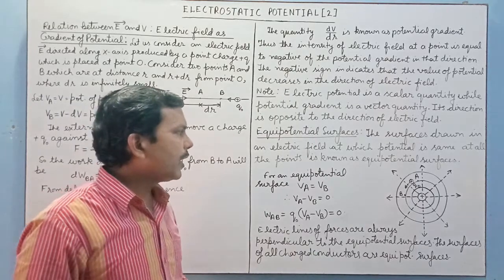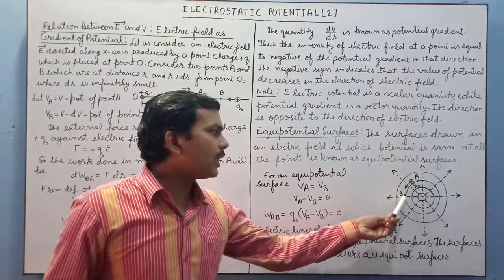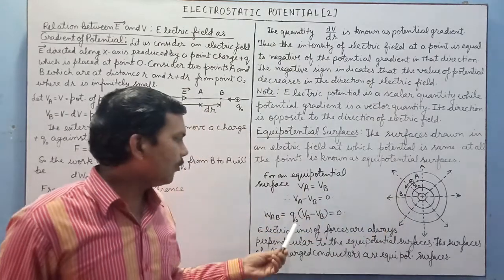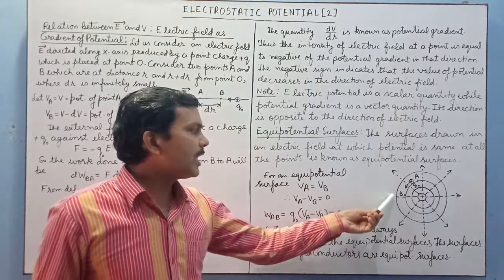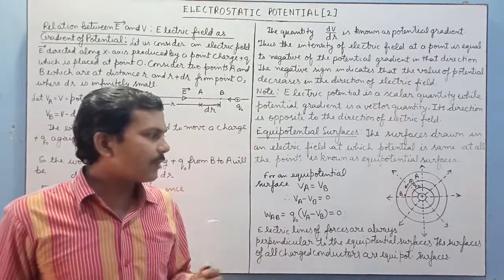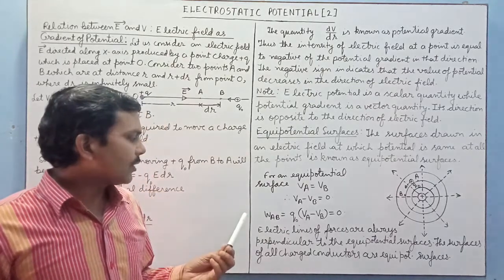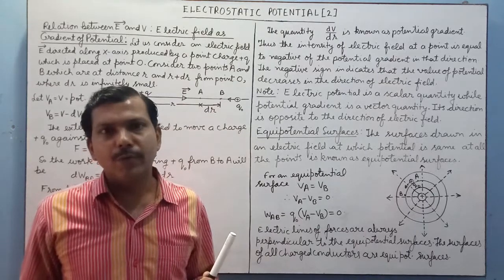That is, the work done in bringing any charge from one point to another on any equipotential surface is always 0. As you may see, electric lines of force are always perpendicular to the equipotential surfaces. The surfaces of all the charged conductors are equipotential surfaces.